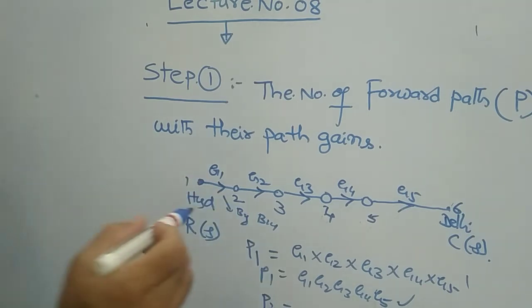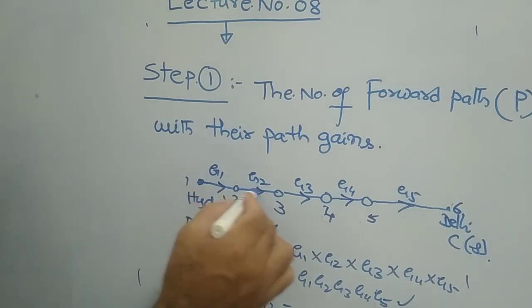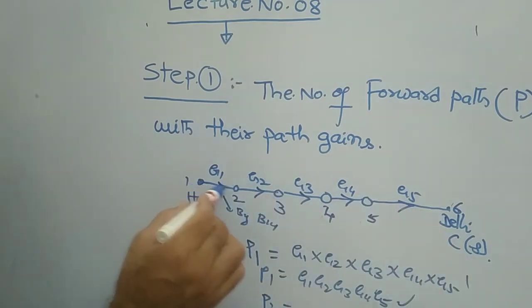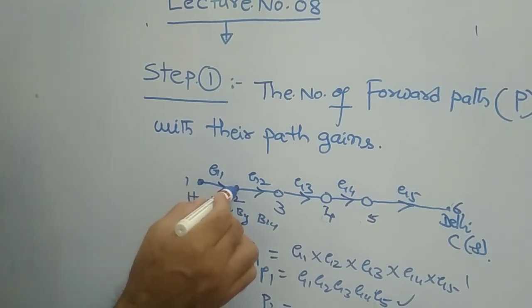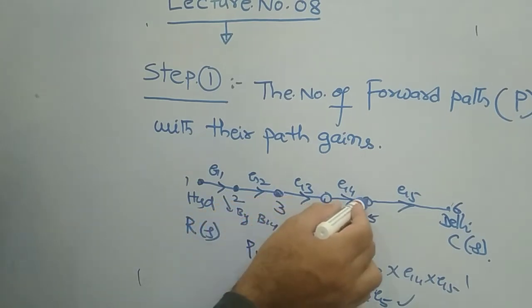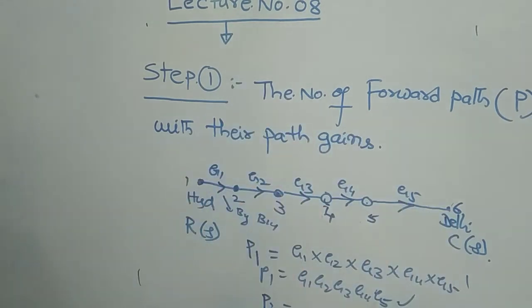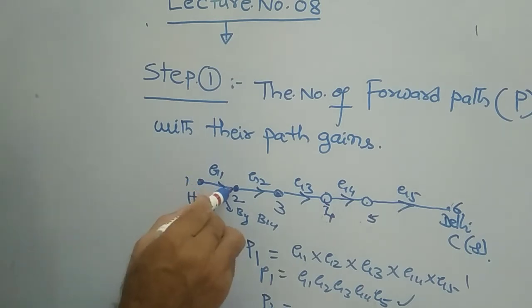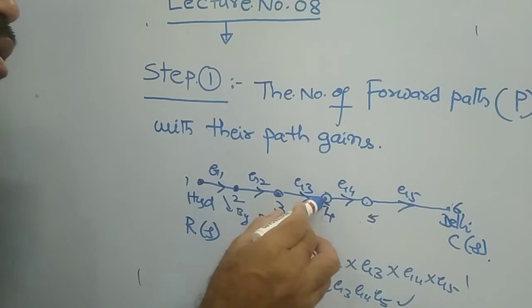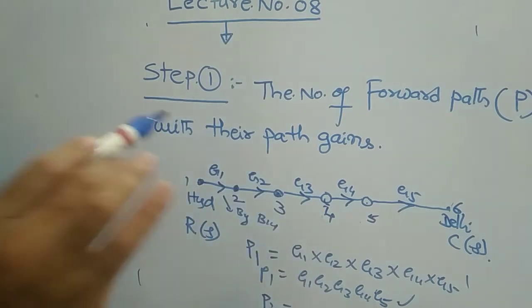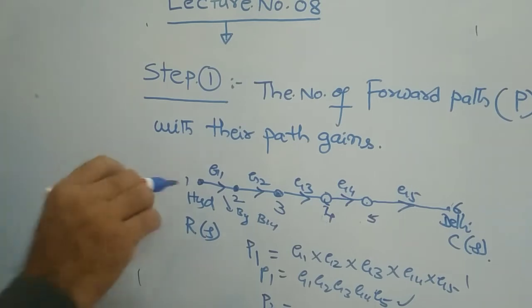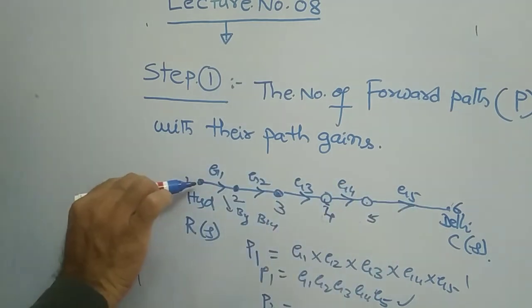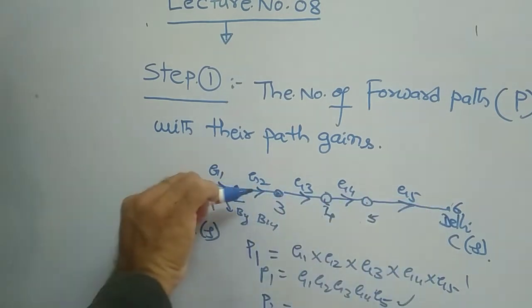What is path gain? It should go in the forward direction only, and the flow should not touch each node twice. These are called nodes. This is the first node, second node, third node, fourth node, fifth node, and sixth node. All these points are called nodes. Each signal should touch each node only one time. If it touches twice, it is not treated as forward. Signals should start here and reach the destination, in the forward direction only.